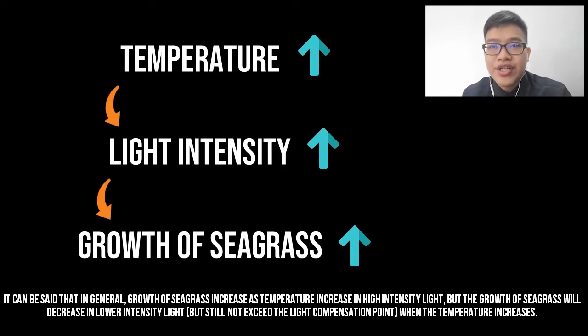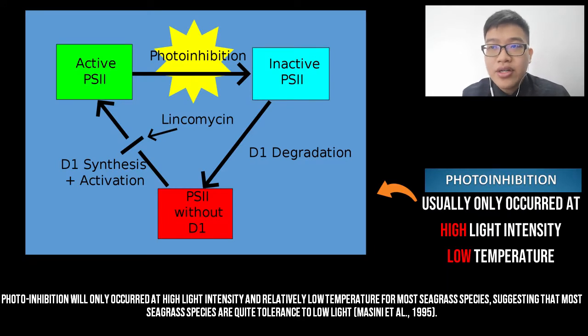It can be said that in general, growth of seagrass increases as temperature increases in high intensity light, but the growth of seagrass will decrease in lower intensity light, but still not exceed the light compensation point when the temperature increases. Photoinhibition will only occur at high light intensity and relatively low temperature for most seagrass species, suggesting that most seagrass species are quite tolerant to low light.